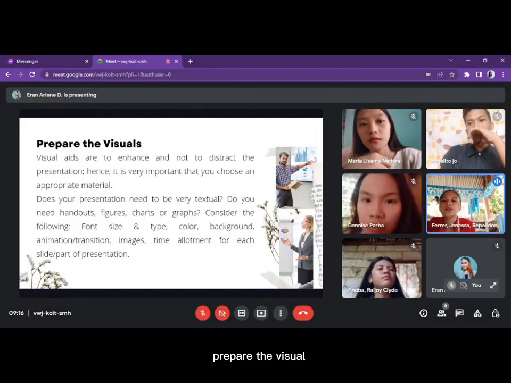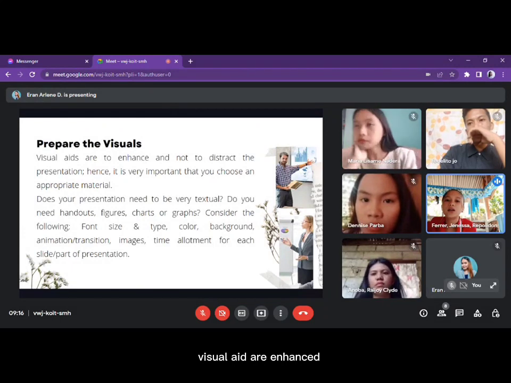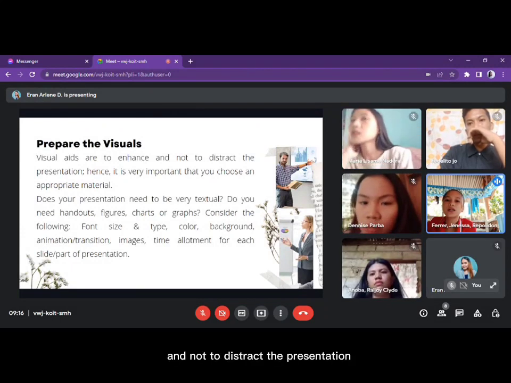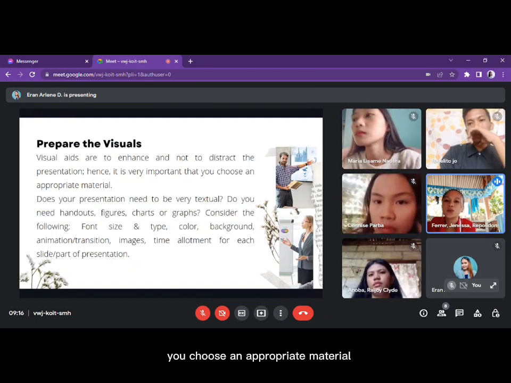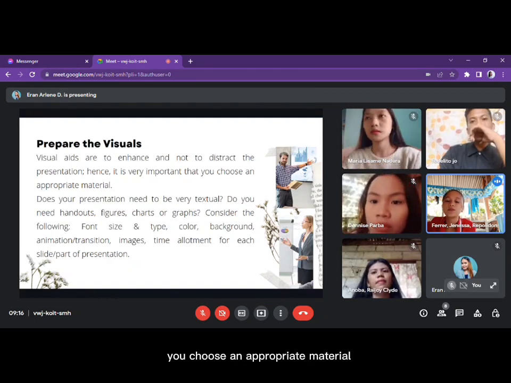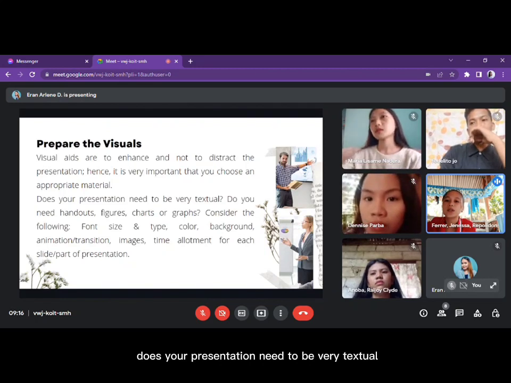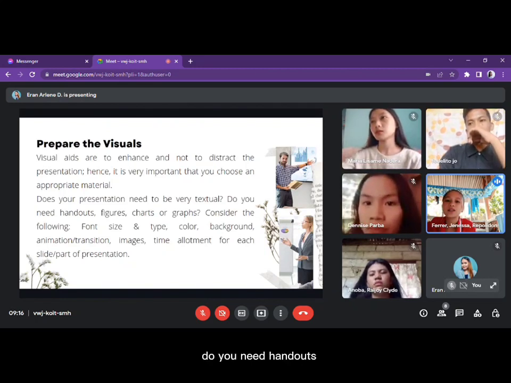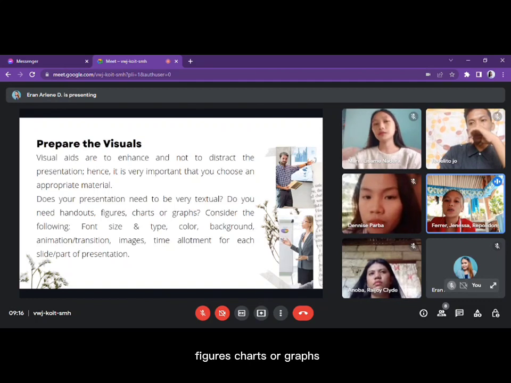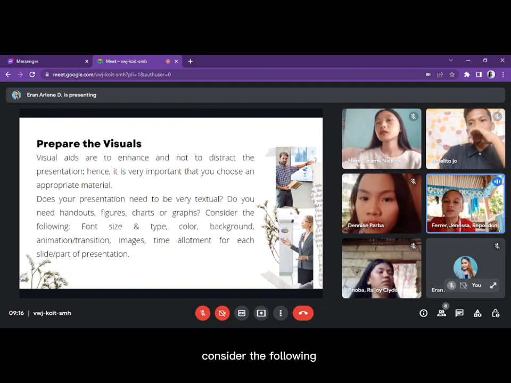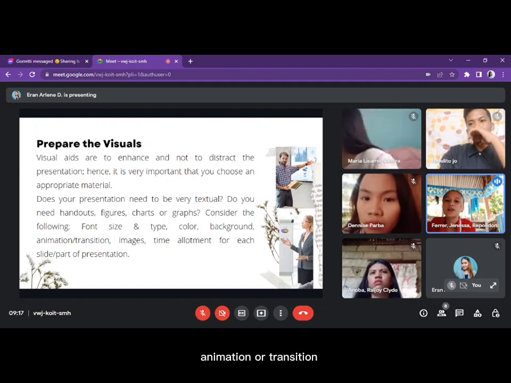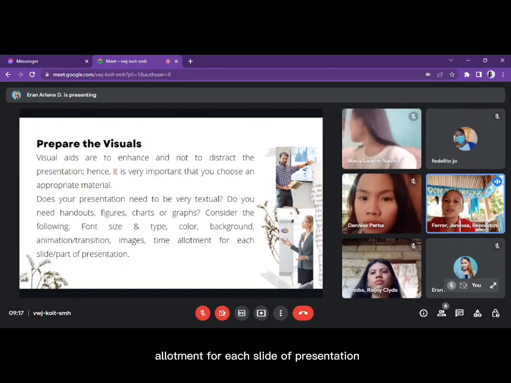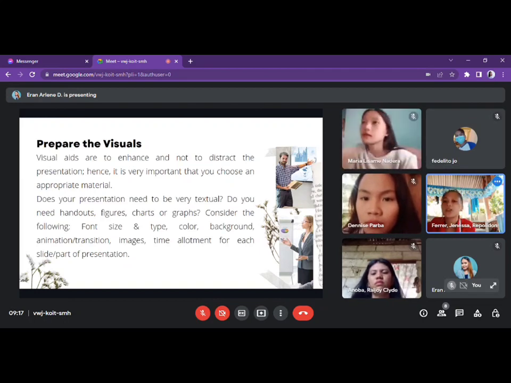Prepare the visual. Visual aids are to enhance and not to distract the presentation. Hence, it is very important that you choose an appropriate material. Does your presentation need to be very textual? Do you need handouts, figures, charts, or graphs? Consider the following: font size and type, color, background, animation or transition, images, time allotment for each slide or part of the presentation.